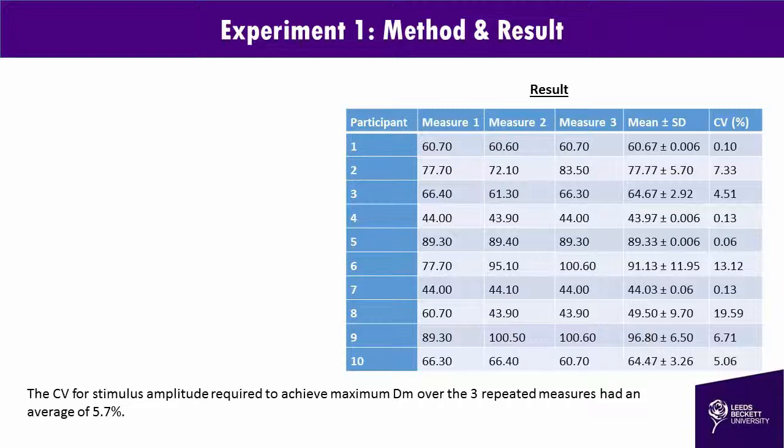The mean for all of this data gives a coefficient of variation of 5.7%, which is considered low. So that's good.